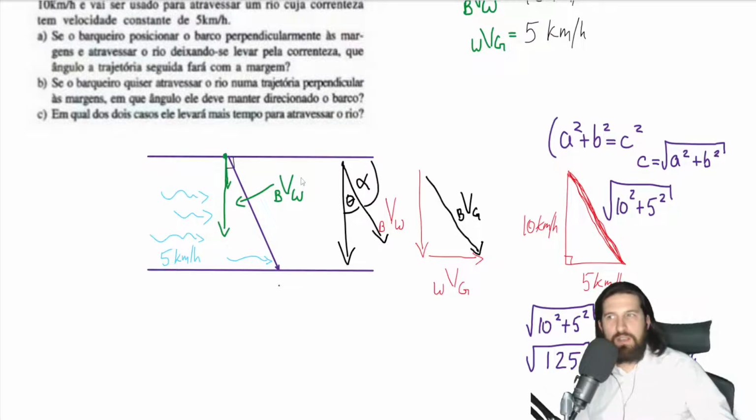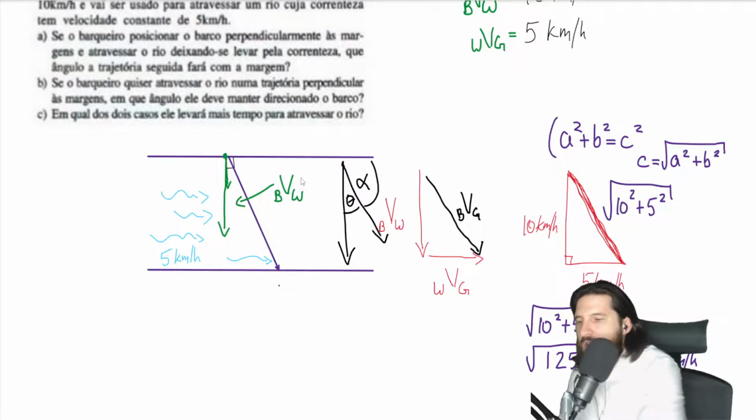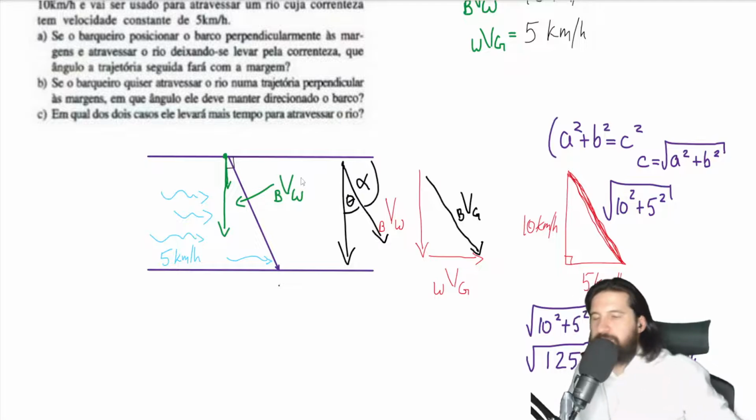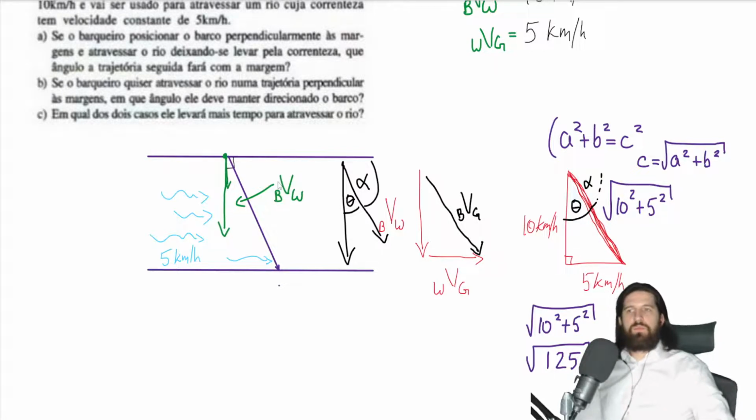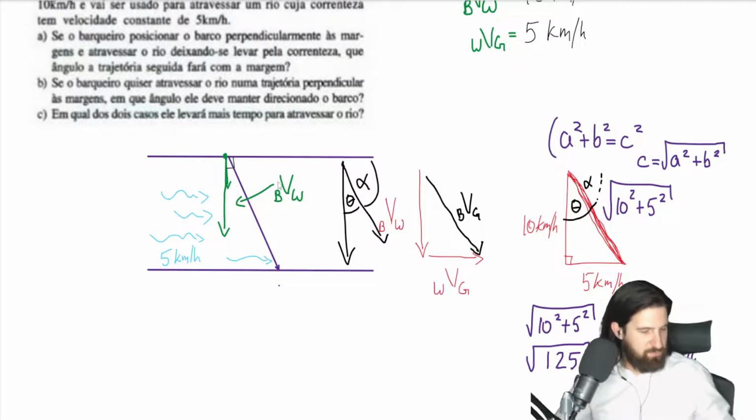Alpha? Yes, because they say relative to the bank. Okay, good. So then let's solve it. Let's find this value, and then we can find that value. Yes, it is asking for the angle. Good.